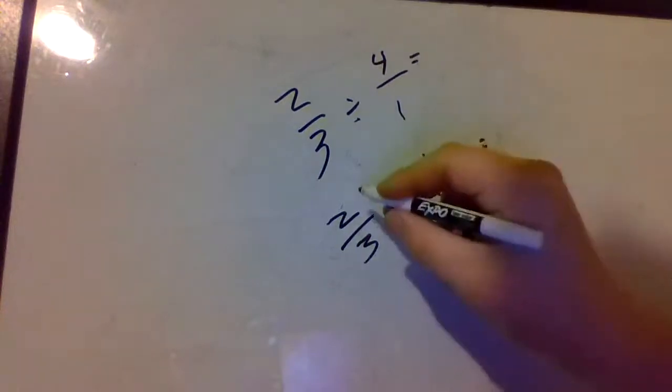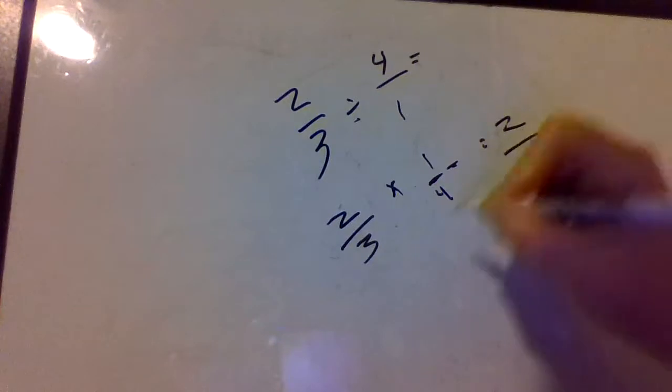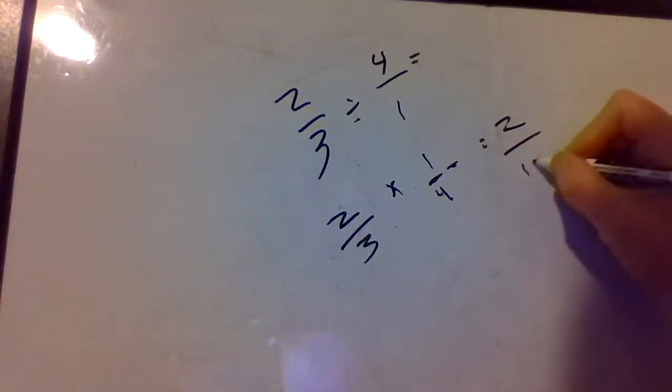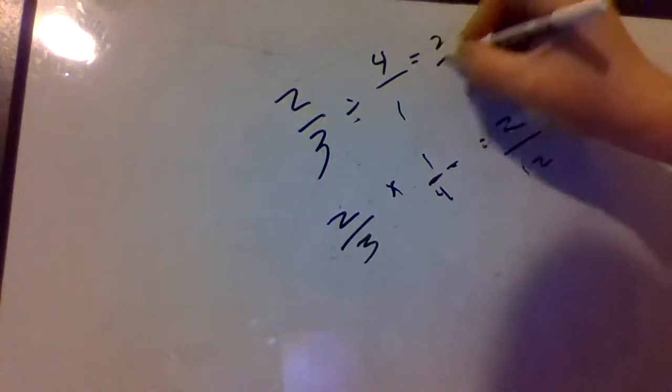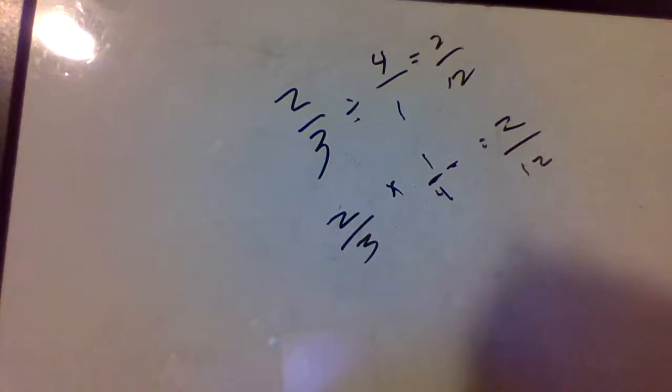And then we multiply straight across. 2 times 1 is 2, and 3 times 4 is 12. So that's 2/12. But we want to relate it to the first problem. So we say 2/3 divided by 4 is 2/12. And for my people that are looking ahead like I did, you can see 2/12 will simplify. But we'll get to that in a later video. So hold your horses.